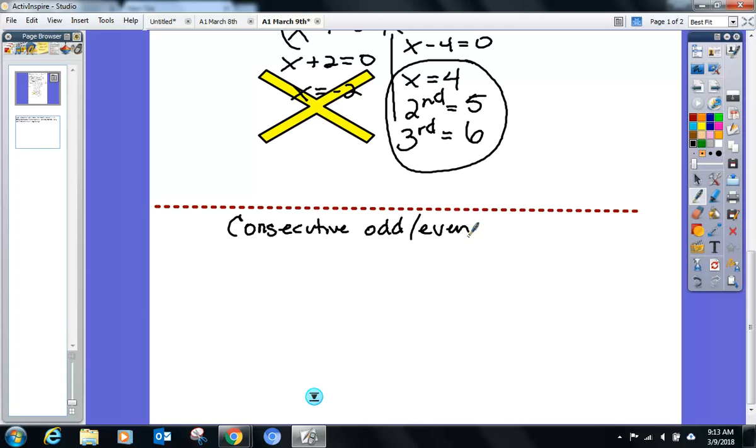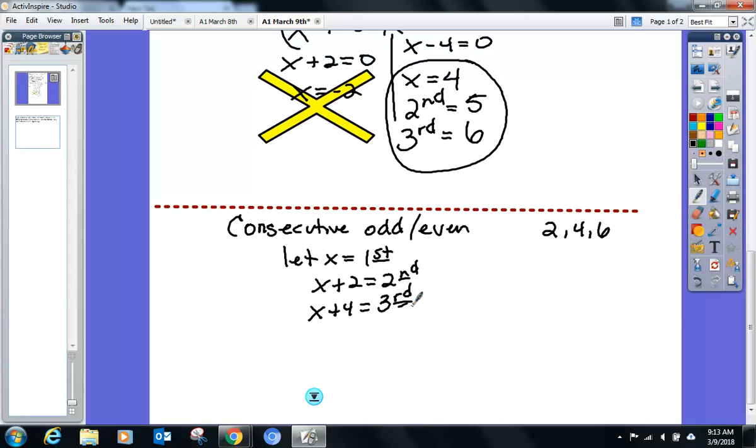Okay. First one, you're still going to call what? That's still not going to change. So let x equal the first, but I'm not going to let x plus 1 equal the second. How do you go from 2 to 4? You actually add 2. So x plus 2 equals the second. If you needed a third one, how do you go from 2 to 6? Add 4. So x plus 4 would be your third.